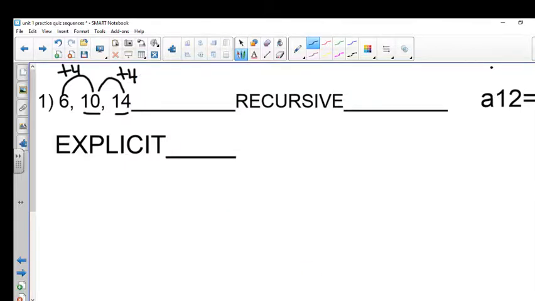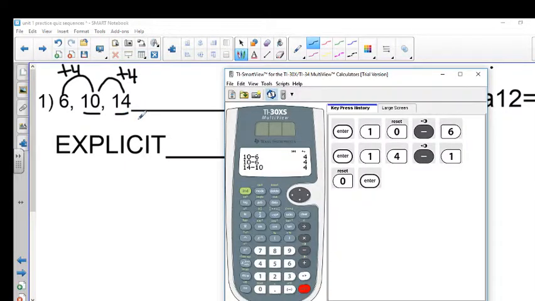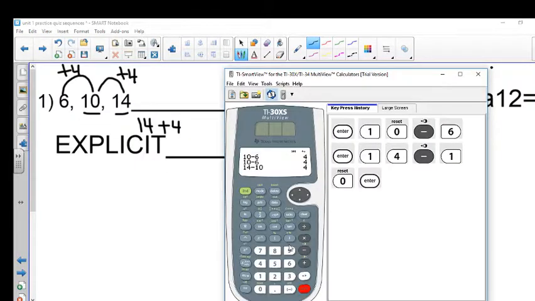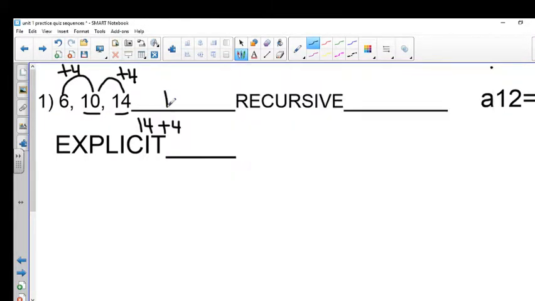So now all I do is take this term, 14, because that's my previous term, plus 4. And I'm going to put that in my calculator and see what I get. So 14 plus 4, we should get 18. Okay, so that means this term is 18.